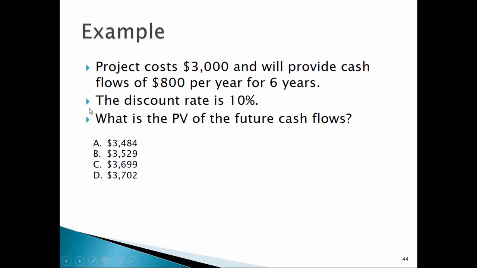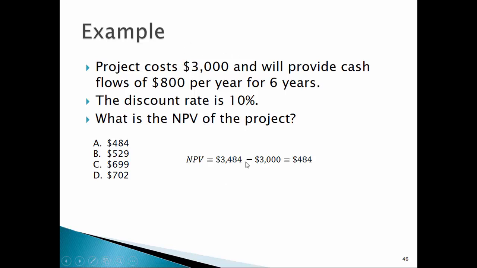Here's another question: a project costs $3,000 and you get $800 a year for 6 years. And I asked the question in two parts. First, what's the present value of the future cash flows? You can do this using the N, I, PV, payment, future value buttons on the calculator if you want. N is 6, the I is 10, the payment's 800. That'll give you the present value of the future cash flows. And then to find the net present value of the project, you'll just subtract $3,000 off the present value of the future cash flows.